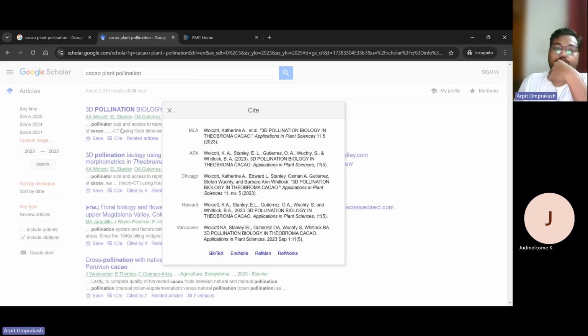So when you press the cite option in Google Scholar, it gives you different formats of how you can cite the article in your work. Here it shows who all the authors are.